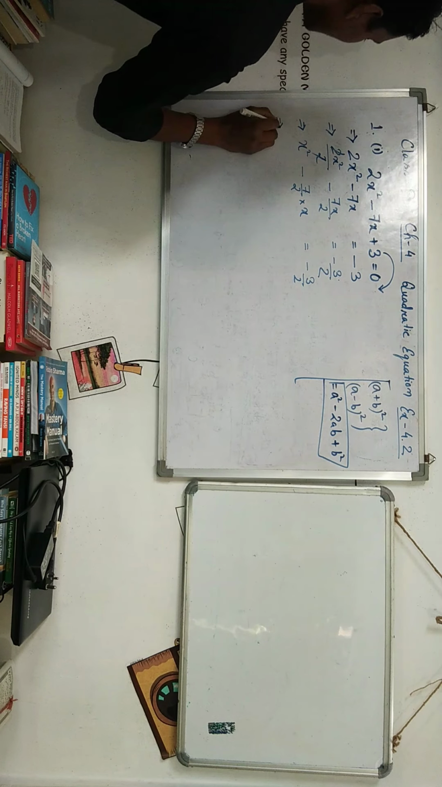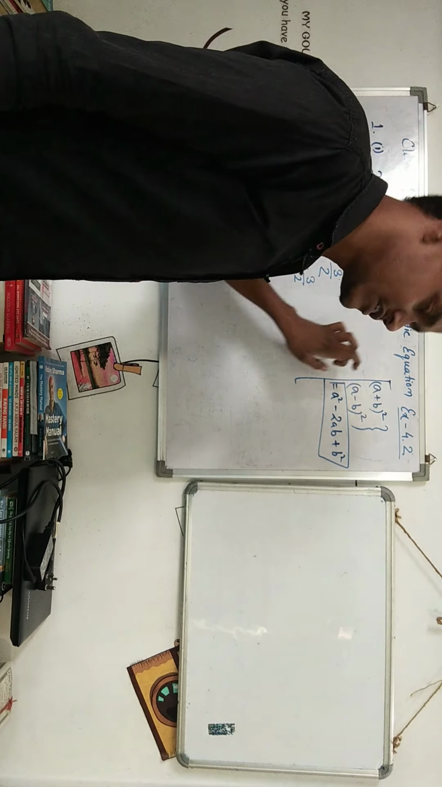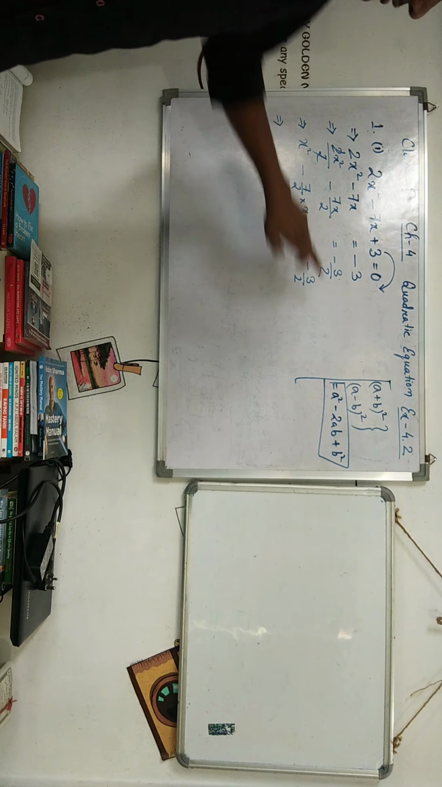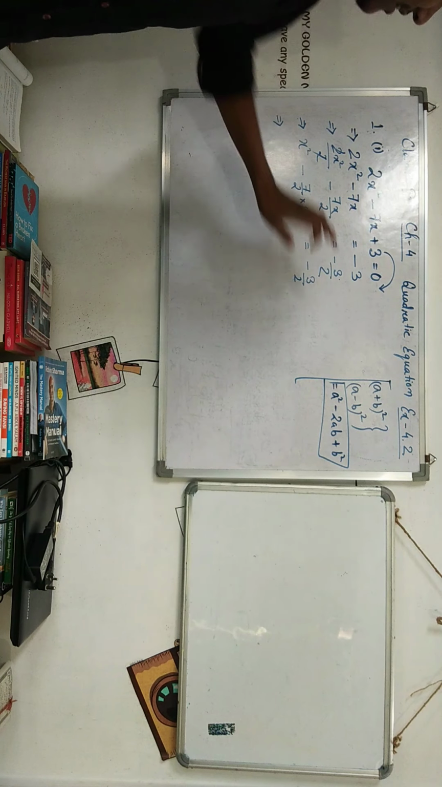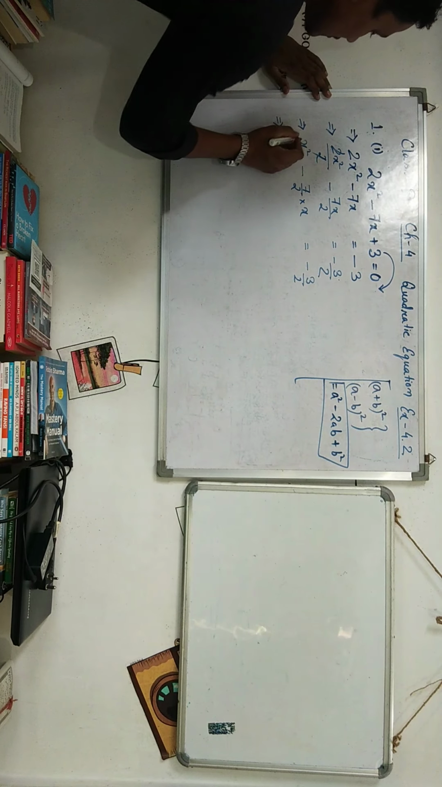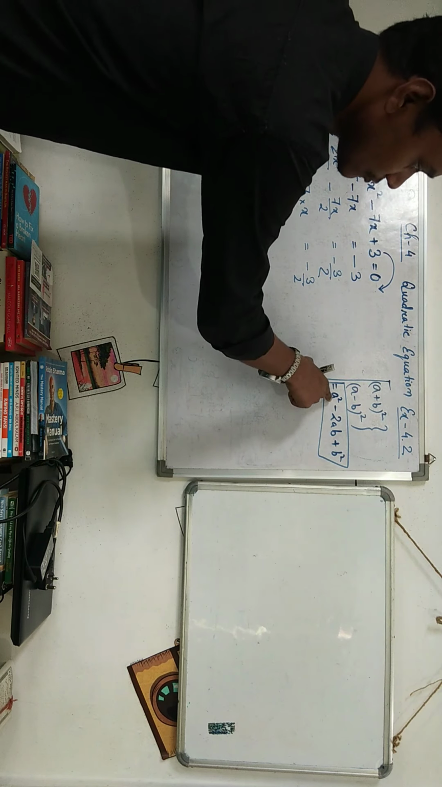This implies, as I already told, in the method of completing the square, I have to use the identity either (a plus b) whole square or (a minus b) whole square. Look at the sign. If it is minus, then we have to use (a minus b) whole square. If it is plus, we have to use (a plus b) whole square. Now look at the identity here, a square minus twice ab plus b square. This x square will be my a square, minus twice ab.